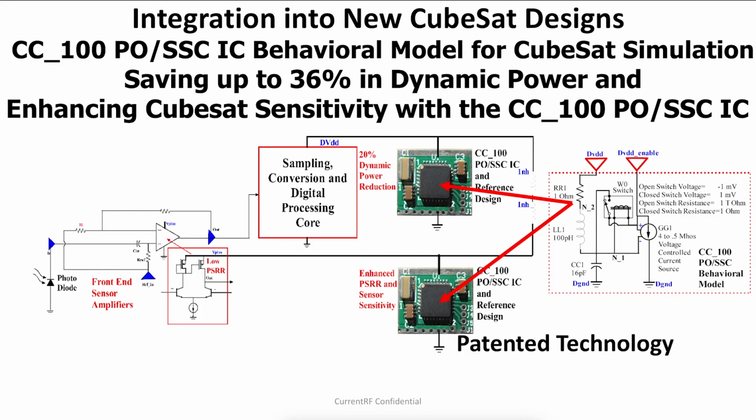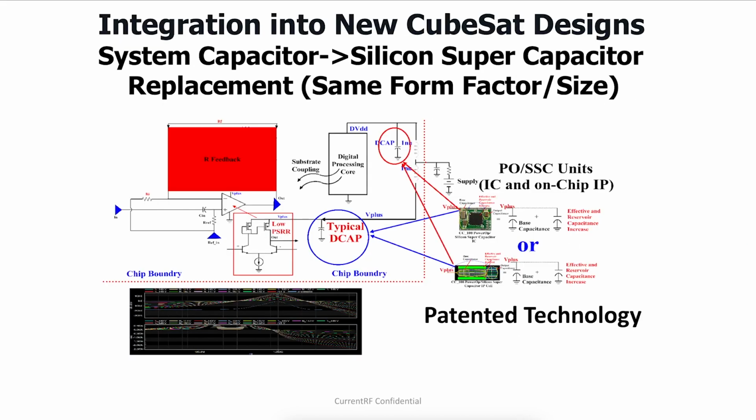The applications are varied for the use of the CC100 PoSSC behavioral model. The model can be utilized to show digital power performance enhancements and also to show RF and analog sensor sensitivity enhancements. Contact CurrentRF for further details on any particular application. The CC100 behavioral model can be utilized to model the IC design in PCB systems, as well as to model behavior in IC designs. Both levels of integration replace the bypass, reservoir, and DCAPs, decoupling capacitors. Again, contact CurrentRF for application details.